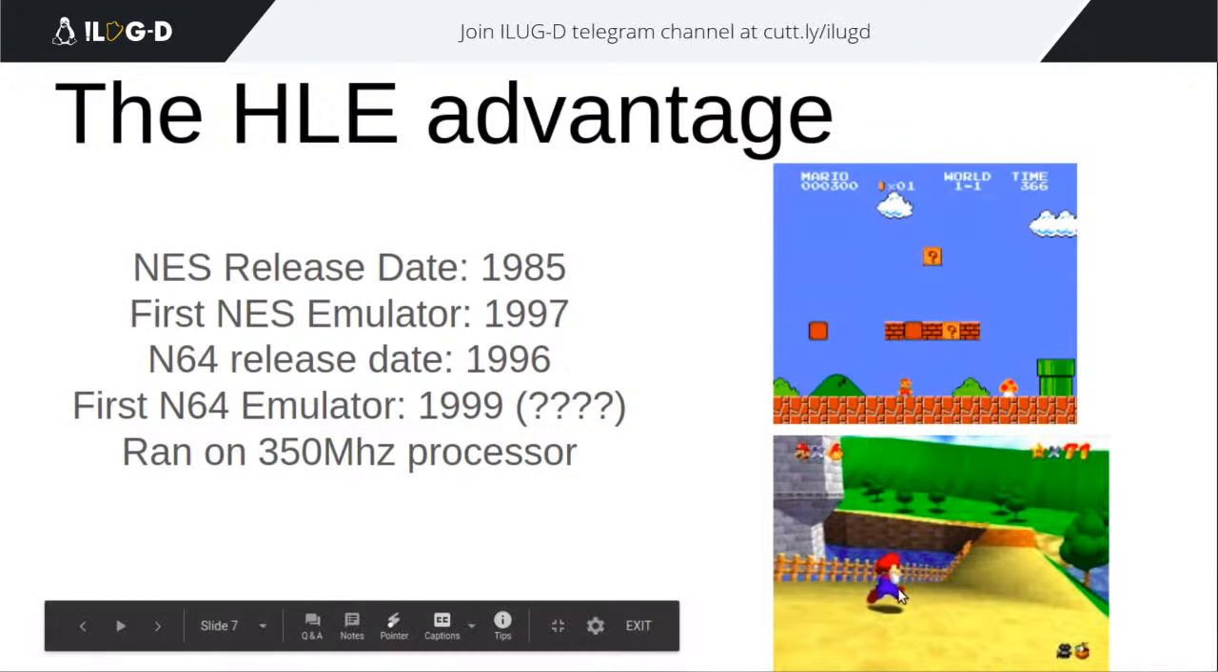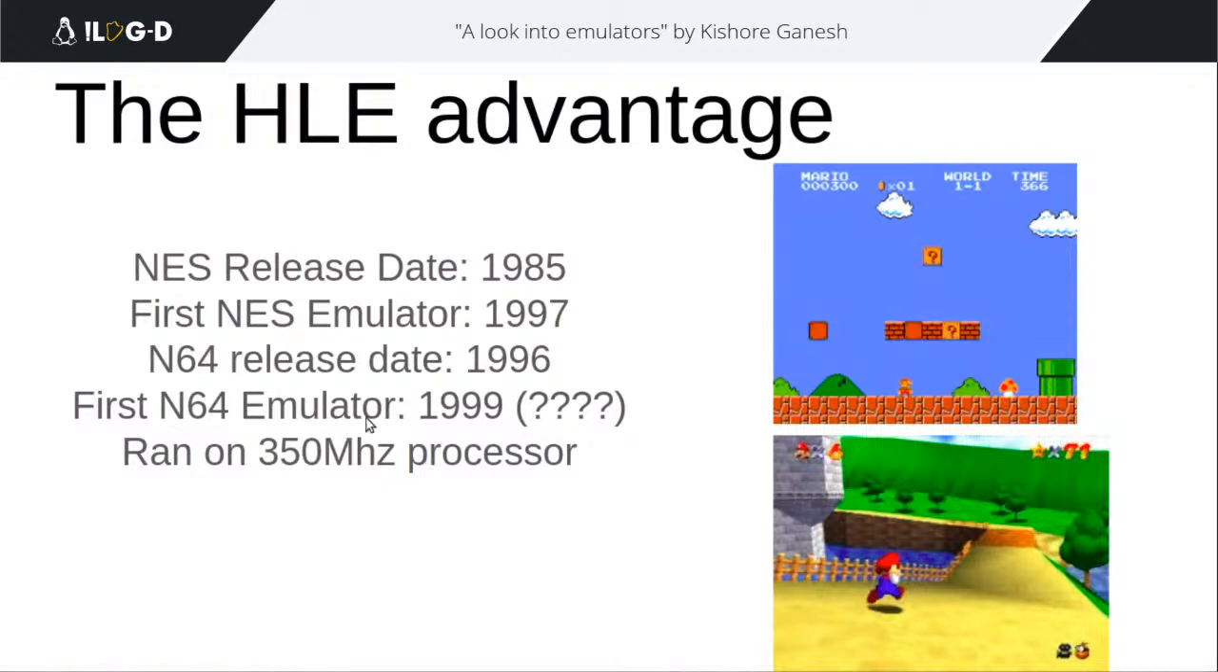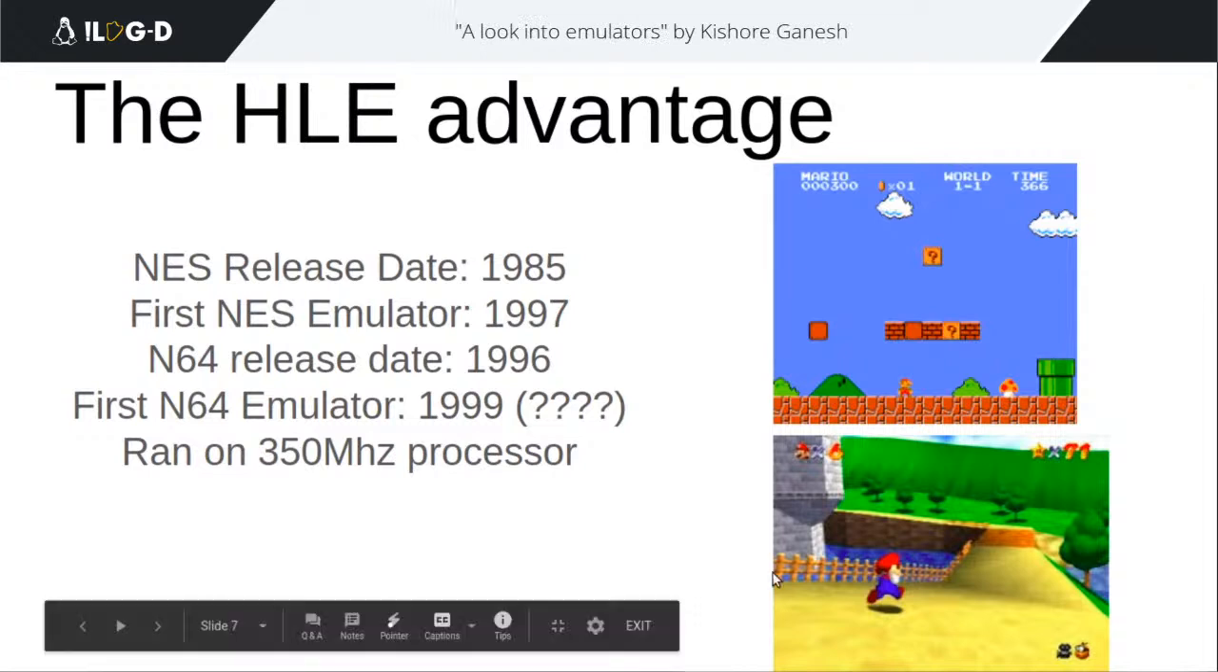And below you can see its graphics. The first, on the top, you can see the NES graphics, and on the bottom, you can see the N64's graphics, right? And the N64 emulator was released just 3 years after the original system. Right, and just remember, last slide I said that even after 20 years, we need a powerful CPU to simulate a fairly old system. So how was this?